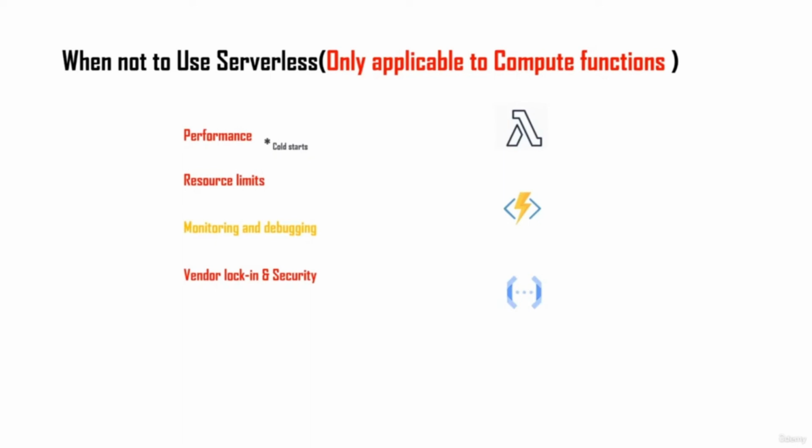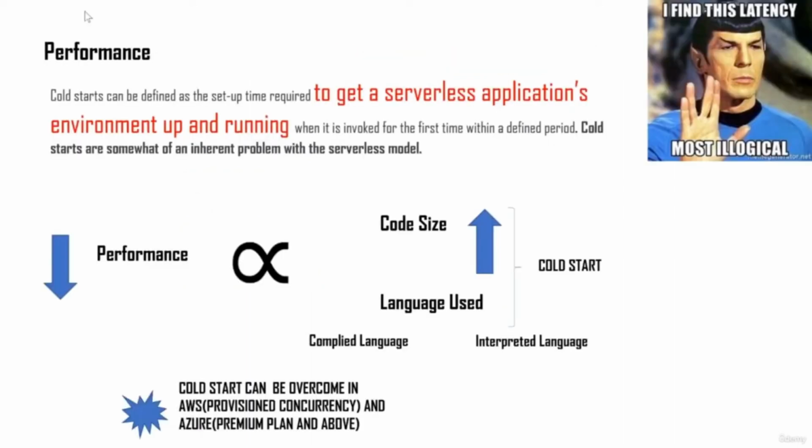So now let's look at some of the more critical problems of using serverless. The most important problem is, again, like I said before, performance. And this is related to a concept called cold start. So now let's look at what cold start is. The most critical aspect of performance is a concept called cold start. The cold start can be defined as the setup time that is required to get a serverless application up and running when it is invoked for the first time and within a definite period. Now, cold starts are something of an inherent problem that is applicable across all cloud platform providers. This includes AWS, Azure, and GCP.